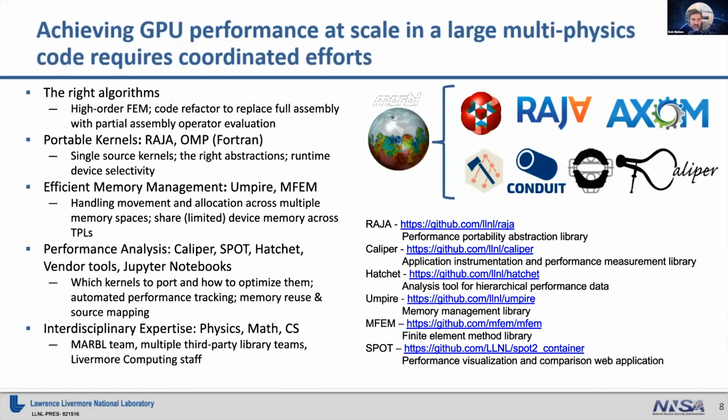So to achieve GPU performance at scale in a large multi-physics code like this, it really requires coordinated efforts. It requires the right algorithms. So when you deal with higher order finite elements, these partially assembled matrix-free methods are really the way to go. You also need portable kernels. So we use Raja at Livermore, and there's been a tight co-design process with Raja and the MFEM library to enable Raja support. You need efficient memory management.